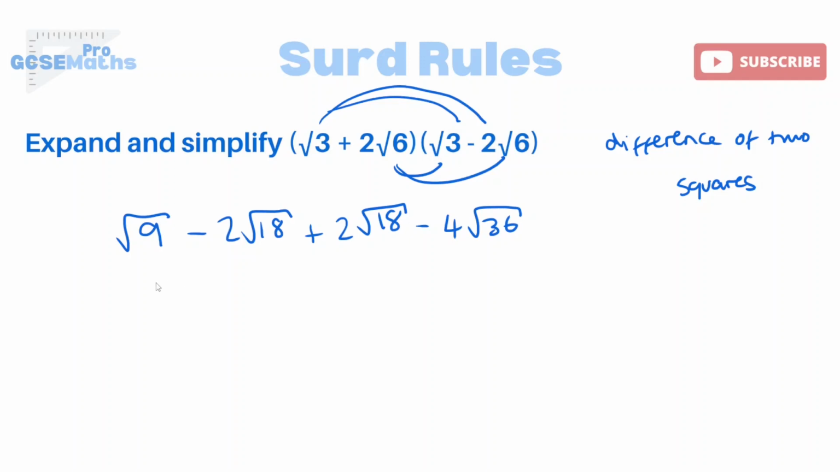Let's go through and simplify. 9 is a square number, so just square root that to make 3. In the middle, we've got minus 2 root 18 plus 2 root 18. That's just going to cancel out, isn't it? That's just 0, so ignore that. And then we've got take away 4 root 36, and root 36 is another square number, so that would square root to become 6. So we've got 3 take away 4 times 6, which is 24. So our final answer is minus 21.